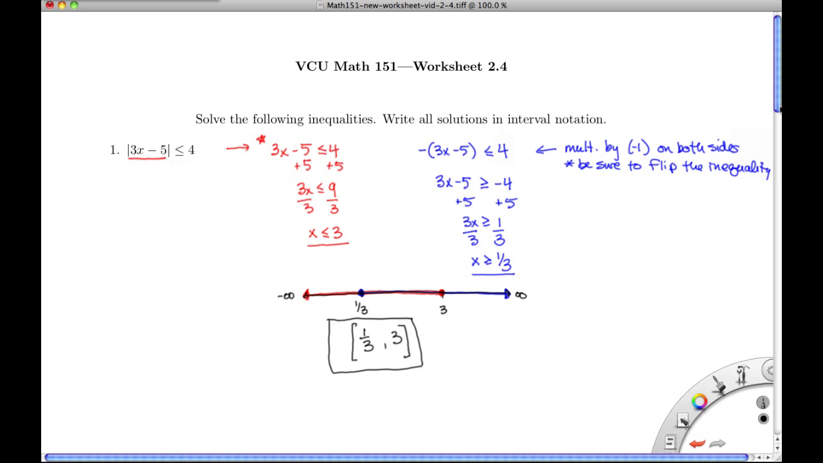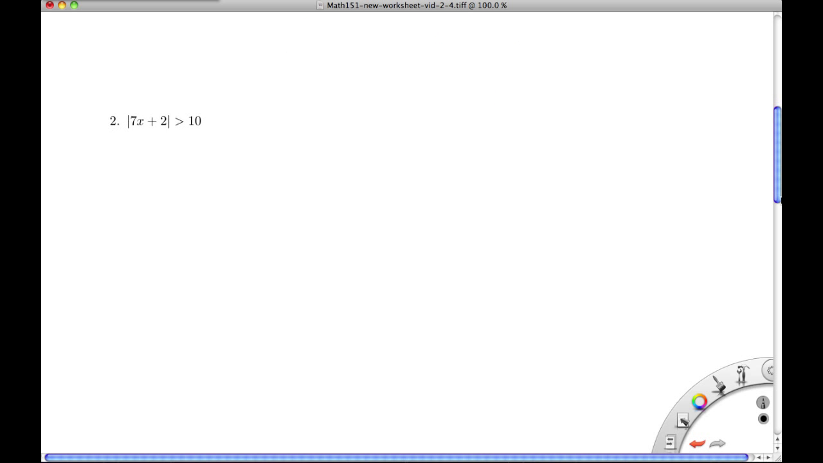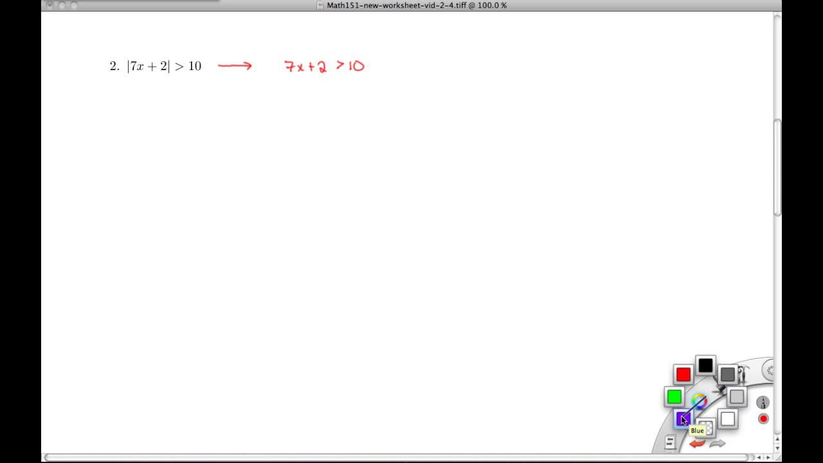So let's go ahead and try this again with another one. It's going to be the same sort of setup. I'm going to break this up into two different inequalities that we will then solve for. So we've got 7x plus 2 is strictly greater than +10. And we've also got negative quantity 7x plus 2 is strictly greater than 10. So those are the two cases that the absolute value implies here.